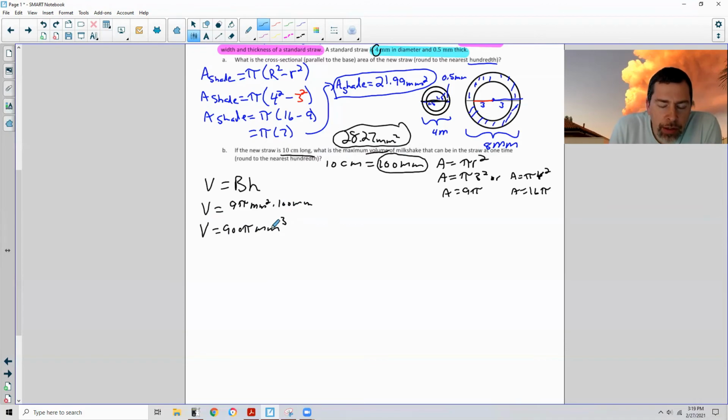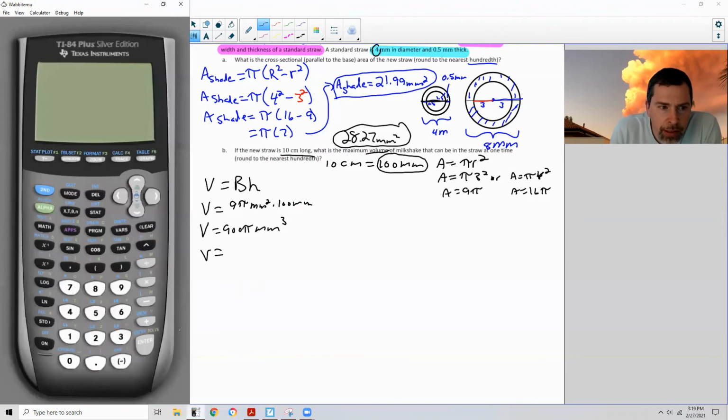So volume equals 900 pi millimeters cubed, and it says round to the nearest hundredth. So they're saying put that in the calculator. We do not want the pi value. So 900 pi equals 2827.43.